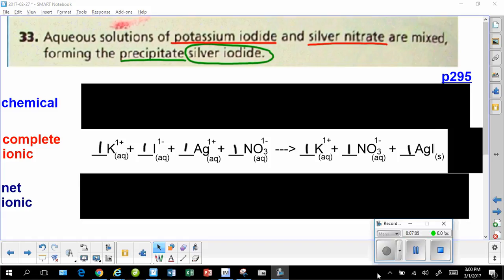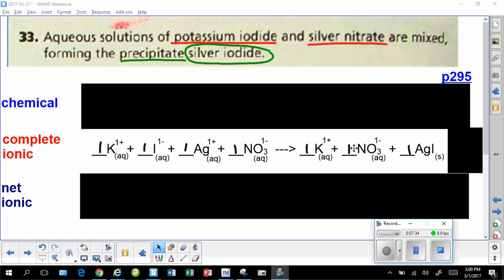Another question that came up while writing the complete ionic equations was, do you have to do the aq? Yes. And the charges are essential or the whole thing is wrong. Another question that came up was, AgI, why isn't that separated? And that is because it is a solid.